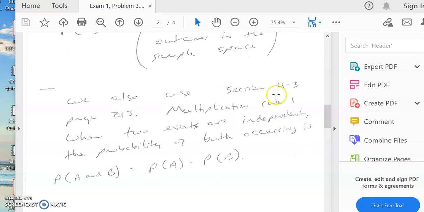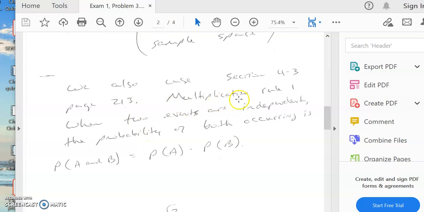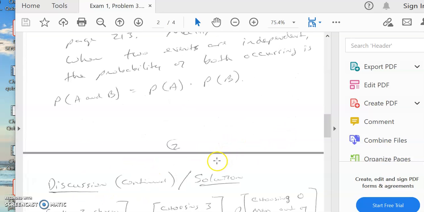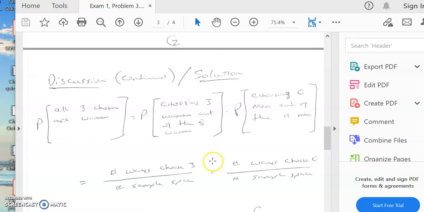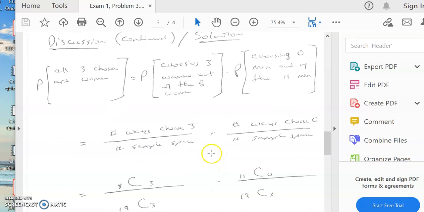Okay, we're also going to use section 4-3, page 213, and this is the so-called multiplication rule number 1. And what that says is that when there are 2 events that are independent, the probability of both occurring is, you just multiply them together. So, now this rule applies if the events are independent. Well, are these events independent?